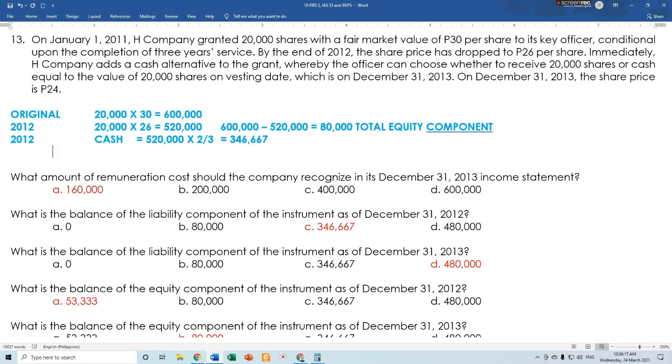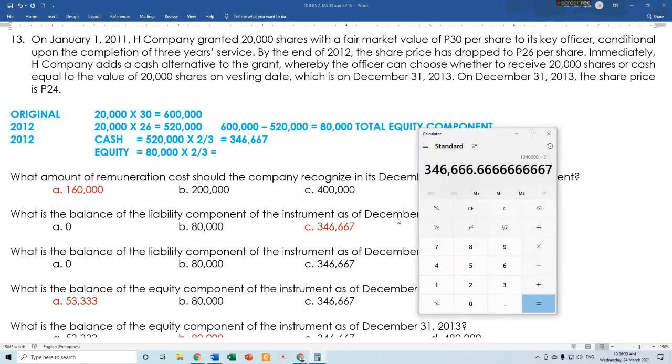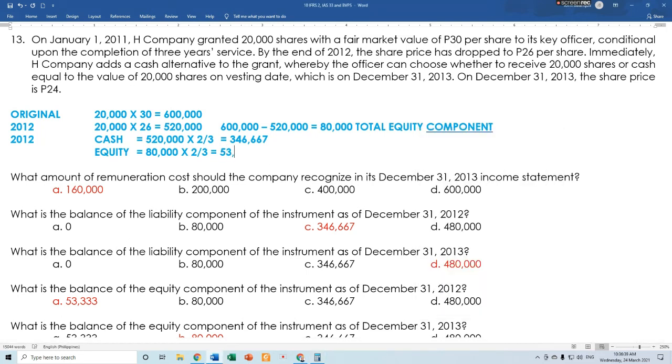Tapos, yung equity component, it's going to be equal to the 80,000 times 2/3 din lang. So, that's going to be equal to, anong 2/3 ng 80? 80,000 times 2/3. So, that's 53,333. Yan siya.